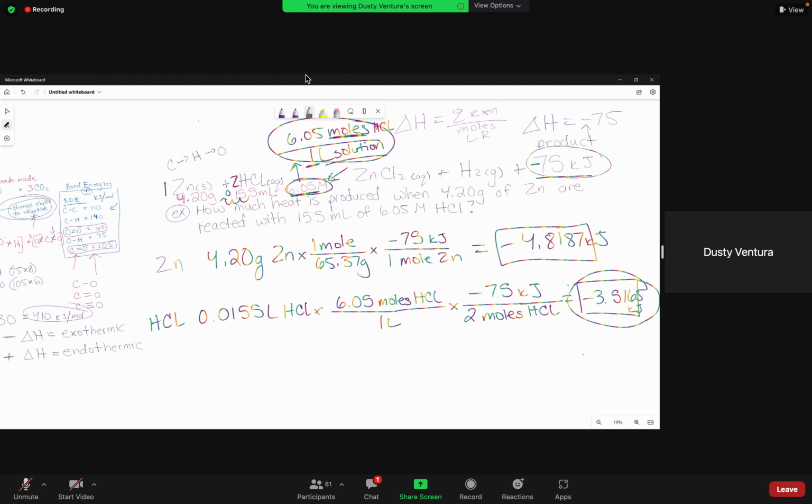This is how much heat is produced. So this is my theoretical yield of heat. I can't make this extra heat. That's my excess heat. You can think of it like that. Questions?